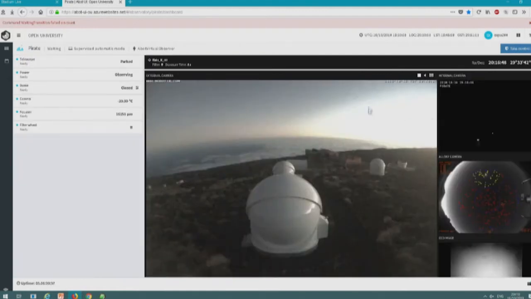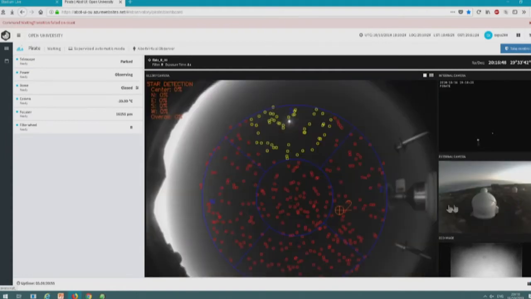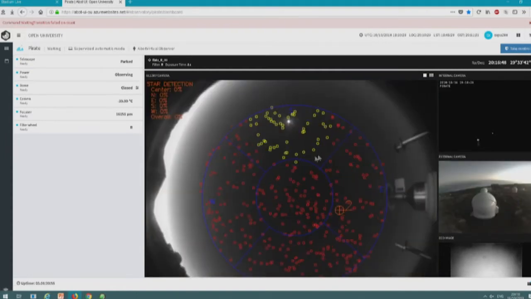We can see here the Pirate telescope dome in the foreground. This is filmed from a webcam up at the top of a mast. We've got here an all-sky camera which is showing us where there are objects visible in the sky. We've got a bright object here, which is probably the moon here in the south, and the red dots are indicating where we're expecting to see stars. So as it gets dark, those will turn green, showing us where the stars are.